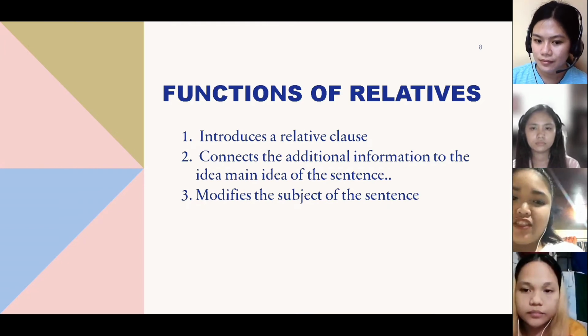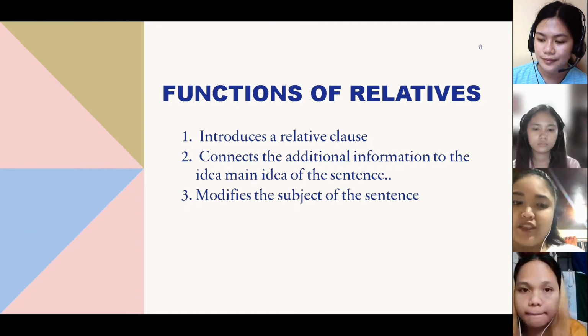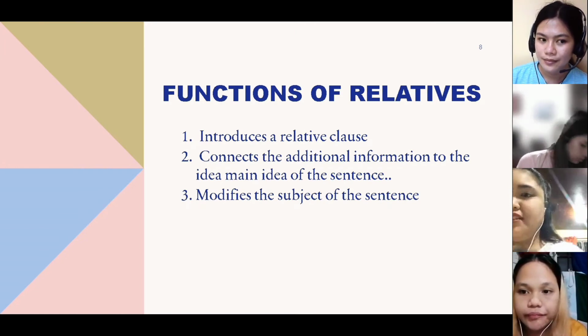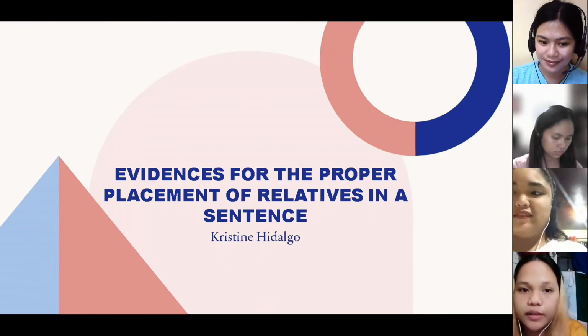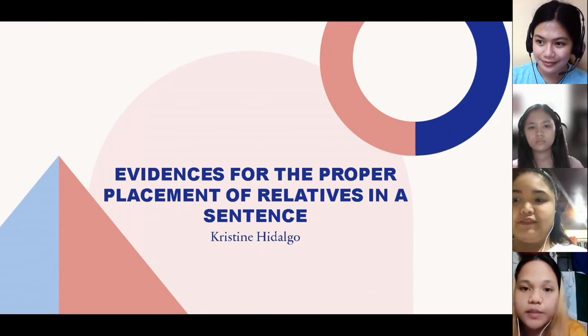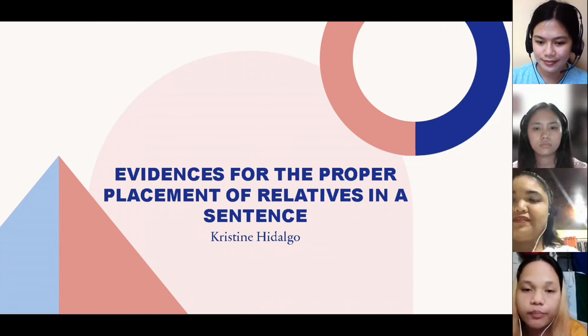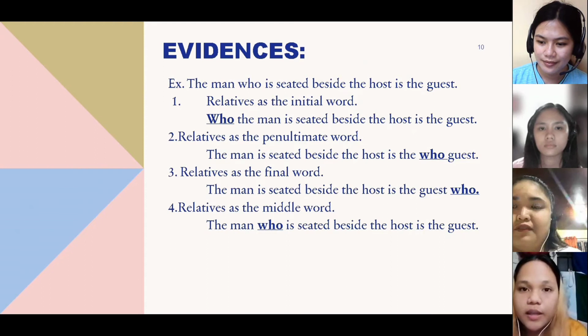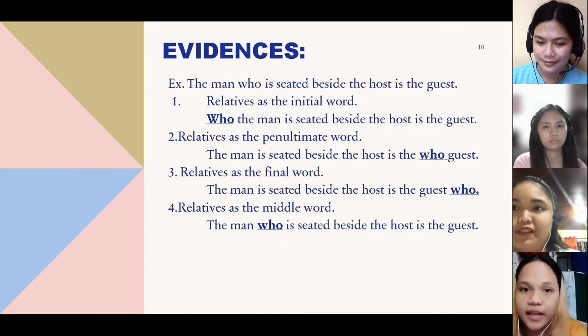Relative clauses function as subordinate or dependent clauses and therefore cannot stand alone as complete sentences. The relative pronoun is used to connect the relative clause to an independent clause by referring to the noun or the pronoun being modified. So, moving on, we have here different evidences for the proper placement of relatives in a sentence. Next. So, our first example: the man who is seated beside the host is the guest.